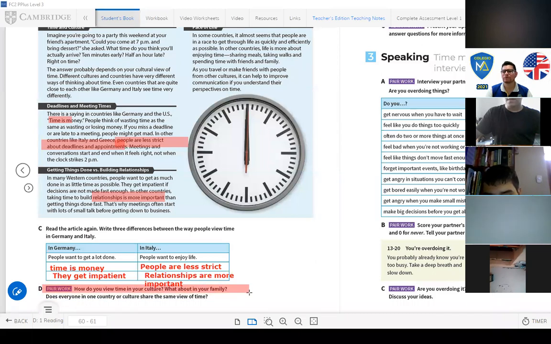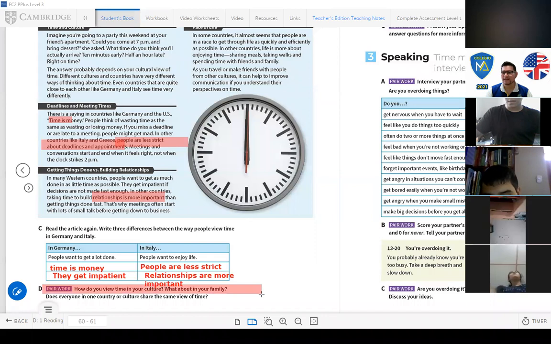How do you view time in your culture? What about in your family? Does everyone in one country or culture share the same view of time? No, here in Peru, there are different types of people, right? But here, we don't respect the time in Peru. People don't respect the time, no? We say 1 hour and we are doing the things in another hour, and some people get angry about that, okay?